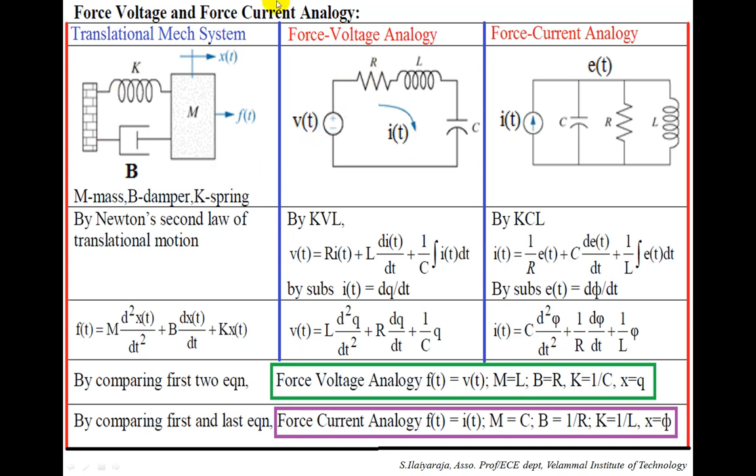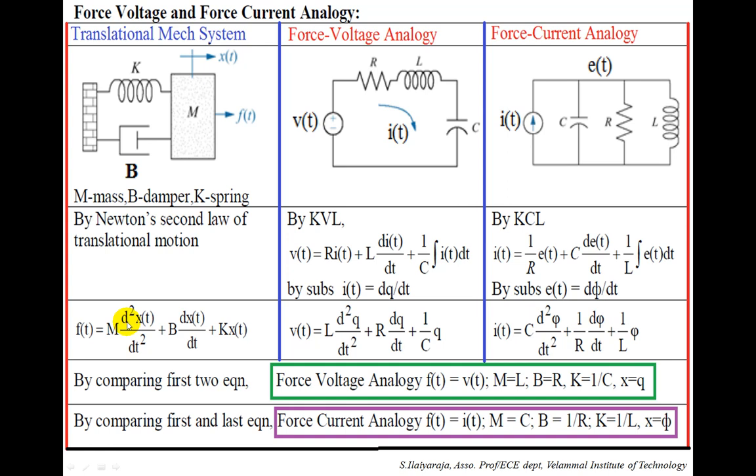Now when you go for the force-current analogy, it is a parallel RLC circuit. By writing KCL you will get i of t equal to 1 by R E of t plus C dE by dt plus 1 by L integral E dt. We know that voltage is d phi by dt. By substituting that, you will get C d square phi by dt square plus 1 by R d phi by dt plus 1 by L phi.